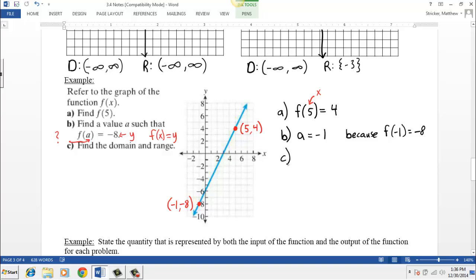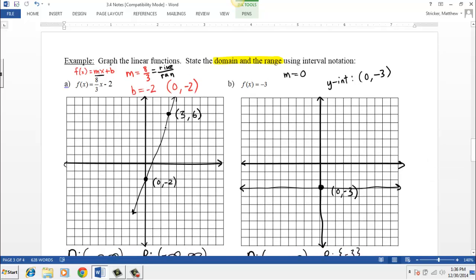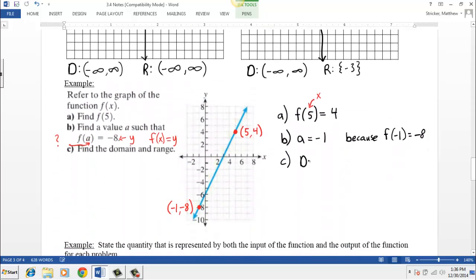Part C, domain and range, we already talked about this. This is just like the example above where we have a line that goes infinitely up, down, right and left. That means that the domain and range are anything. We can have any input value and any output value. Negative infinity to positive infinity.